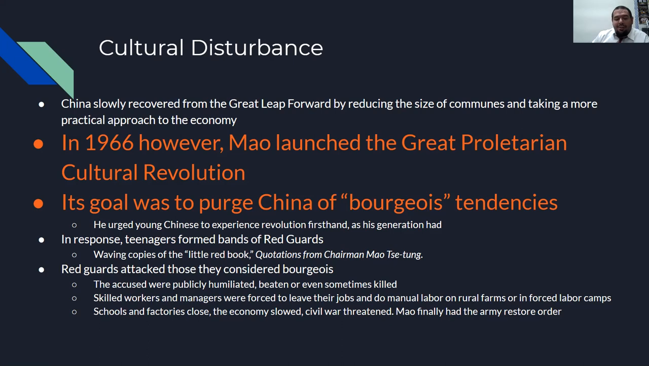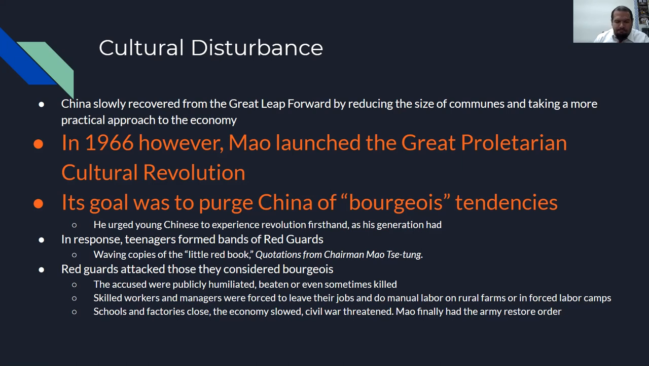Schools and factories closed. The economy slowed. Civil war threatened. Mao finally had the army restore order. The little kids got out of hand. So, you know, this cultural revolution was to kind of kick out the foreigners and, I'm going to sadly say this, make China great again.